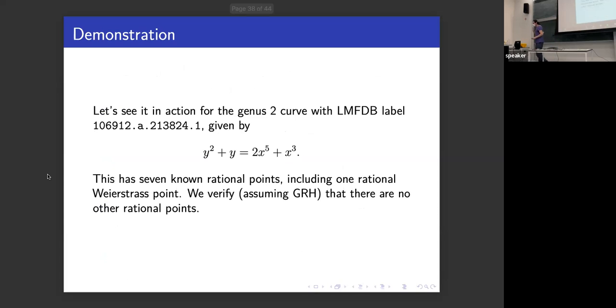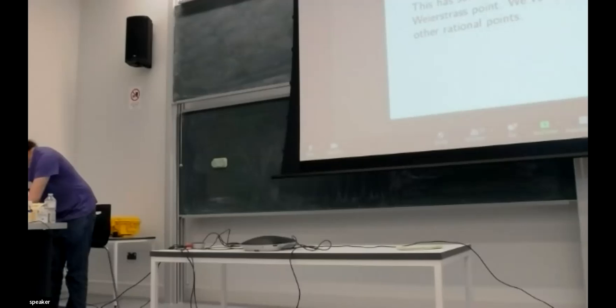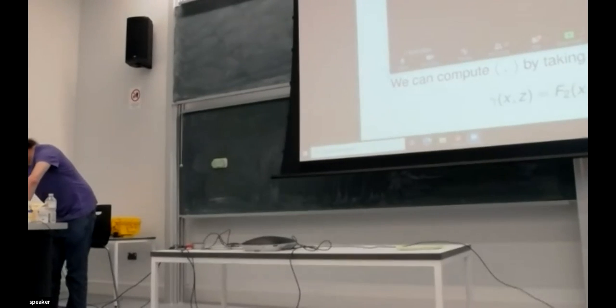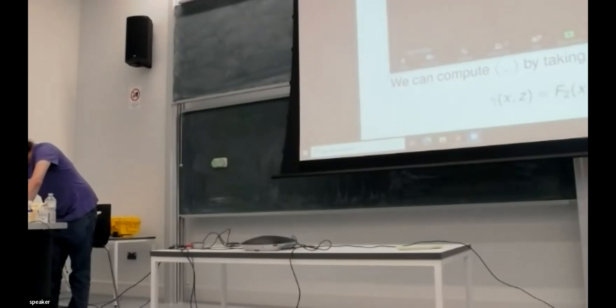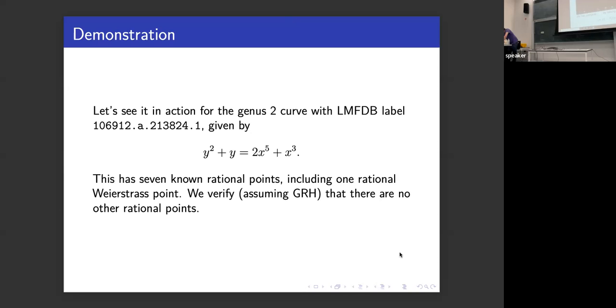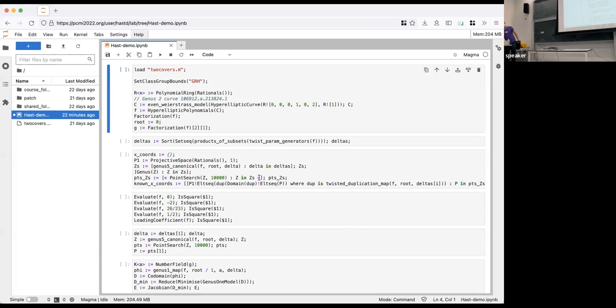So that's all a little bit abstract. Let's actually see this in action. We've got this curve with this given equation. It has 7 known rational points. And let's actually verify that it has exactly 1 rational Weierstrass point. So let me share this demo here. Great.